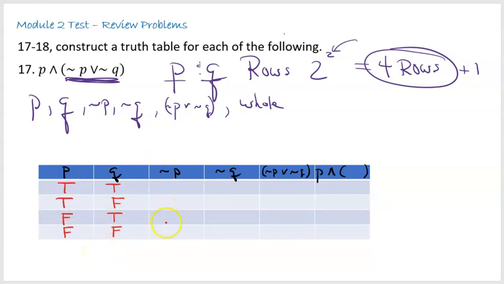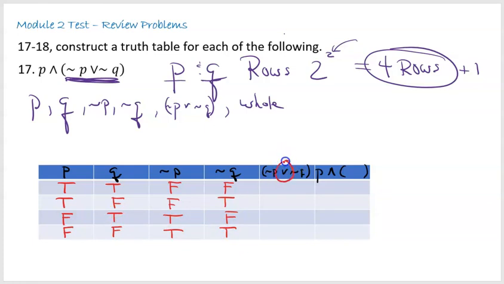Now, to do not P, remember, you just negate everything in P. So not true is false, not true is false, not false is true, not false is true. Now I'm going to negate Q, so I'm looking at my Q column only, and I'm just changing the truth value. So this true turns into a false, this false turns into a true, this true once again turns into a false, and this false is true.